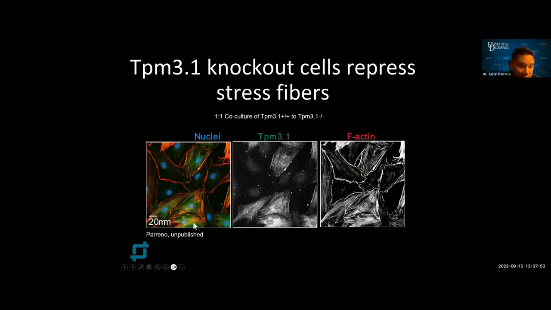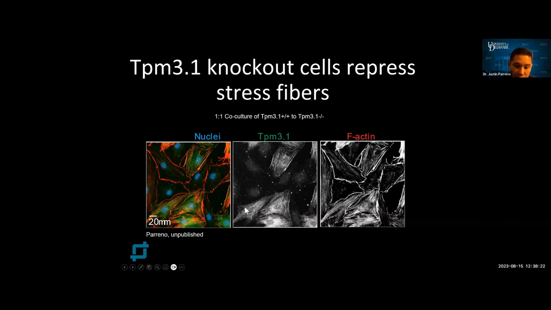Now, this is another study. This is unpublished, but we took a co-culture of cells that came from tails derived from tropomyosin wild-type mice or tropomyosin knockout mice. We mixed them in a 50-50 ratio and then seeded them in glass dishes. We stained them for tropomyosin so that we can identify which came from the wild-type mice. And you can see here these cells stained for tropomyosin, so we presume that these are from the wild-type mice.